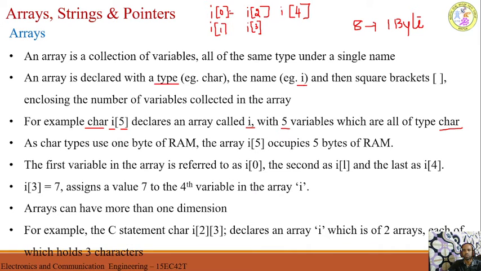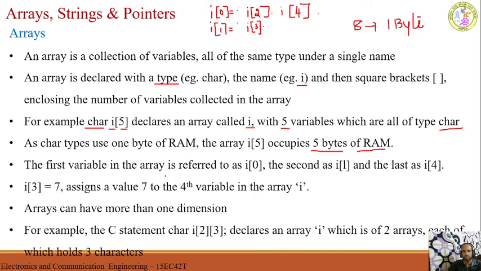What is the memory reserved by this array? 8 bits each. So 8 plus 8 plus 8 plus 8 plus 8. So it is 8 into 5, totally 40 bits. Or I can say that it is a total of 5 bytes of memory. 1 byte, 2, 3, 4, 5. Totally 5 bytes of RAM memory is reserved.